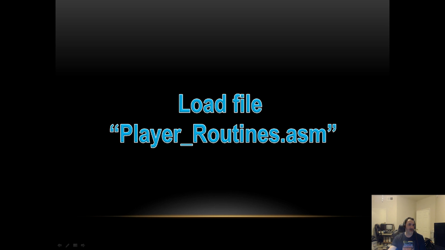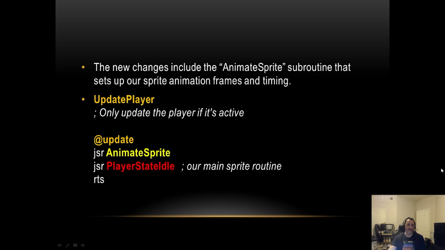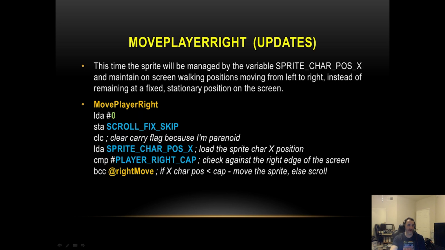Now the changes made in player routines.asm. The new changes include the animate sprite subroutine that sets our sprite animation frames and timing. And you can see again it's highlighted in yellow there. For move player right, you can see there were changes done here too. This time the sprite will be managed by the variable sprite char posx and maintain on-screen walking positions moving from left to right instead of remaining at a fixed stationary position on the screen.